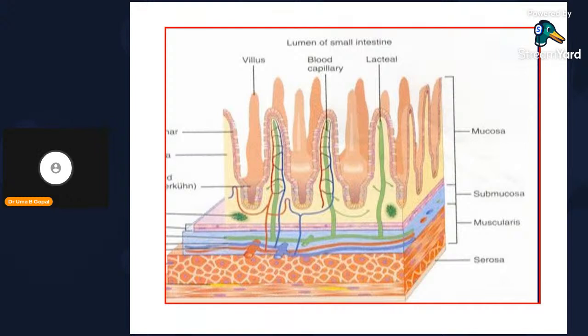This is the plicae circularis, made up of velvety-like finger-like projection called as intestinal villi, and each villi is made up of the striated border here. The cells are made up of the ciliary projection called as microvilli.